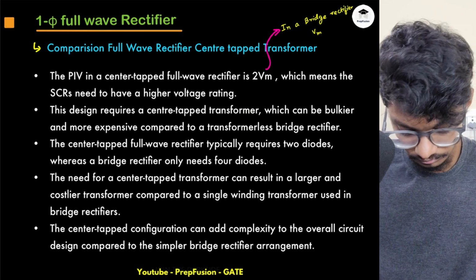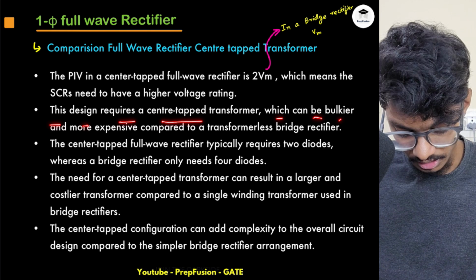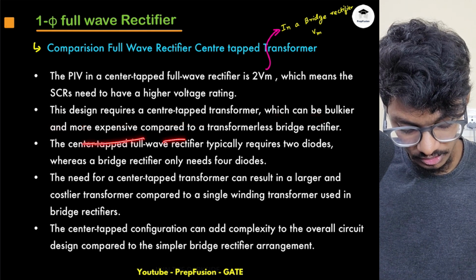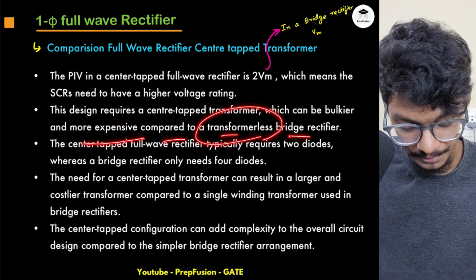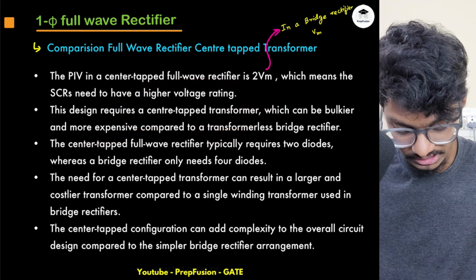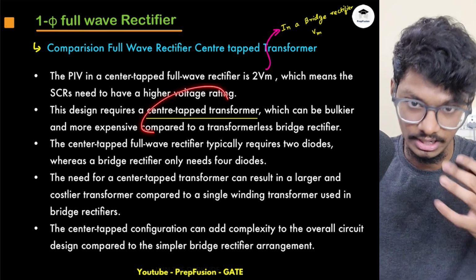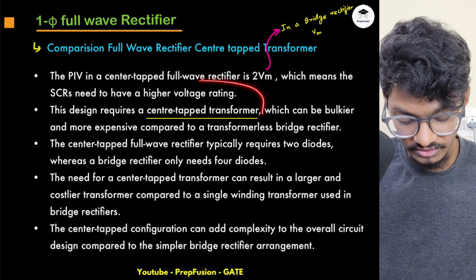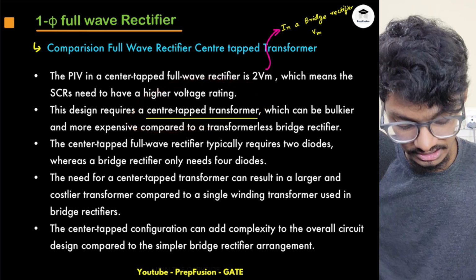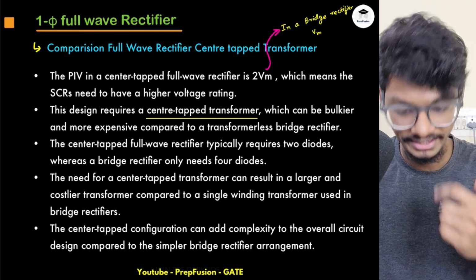Okay, it is Vm. Next, this design requires a center tap transformer, which can be bulkier and more expensive compared to a transformer-less bridge rectifier. So this requires a center tap transformer, right? This is a disadvantage because center tap transformers have inductance in them, and if they have large inductance, the size becomes very large, which is not useful for rectifier design in compact design cases, right?